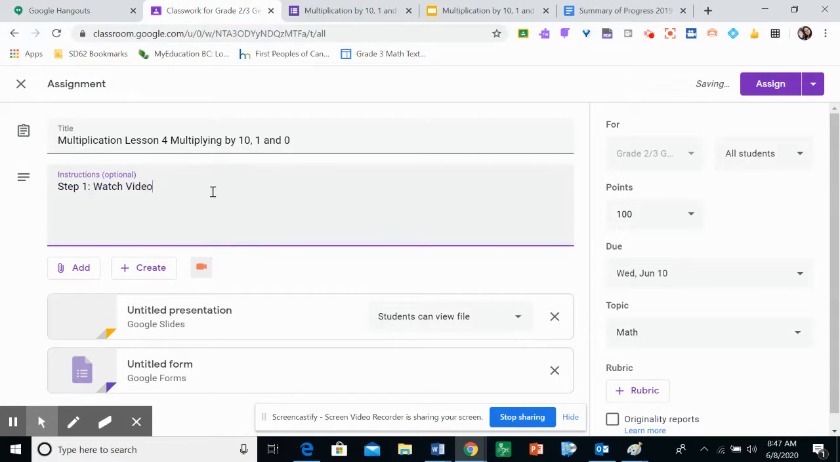So this is multiplication lesson 4, and we're actually going to focus on 3 different multiplication numbers. So we're going to look at multiplying by 10, multiplying by 1, and multiplying by 0. The 3 of them are actually pretty easy peasy. They just require kind of a trick and some practice. So we're going to do that today.